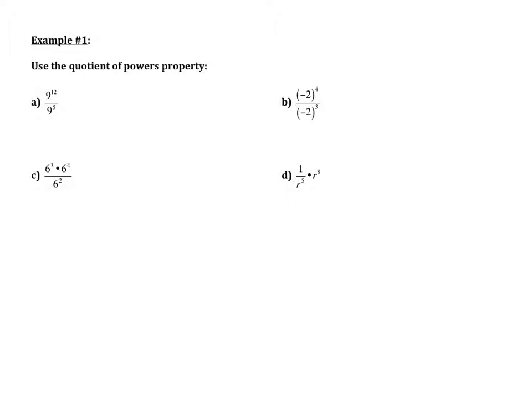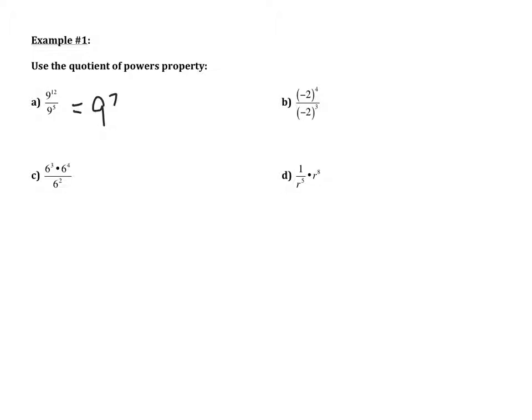Part A, 9 to the 12th divided by 9 to the 5th. Even though it looks like a fraction, remember that just means to divide. So since I'm dividing, I'm going to subtract powers. I keep the same base, which is 9. I don't take 9 divided by 9 to get 1. I keep the same base, and I would just take 12 minus 5, which is 7. So I'm just going to leave it as 9 to the 7th.